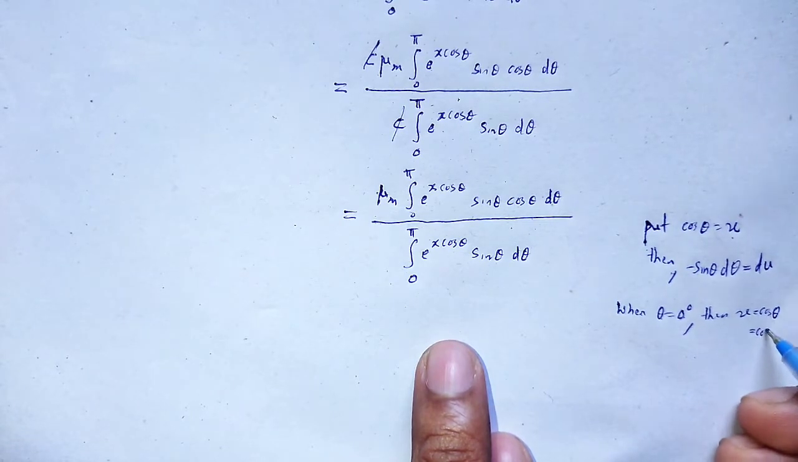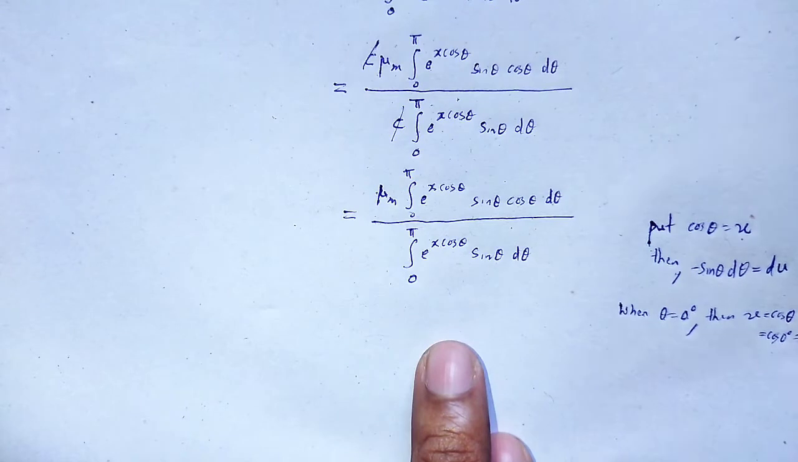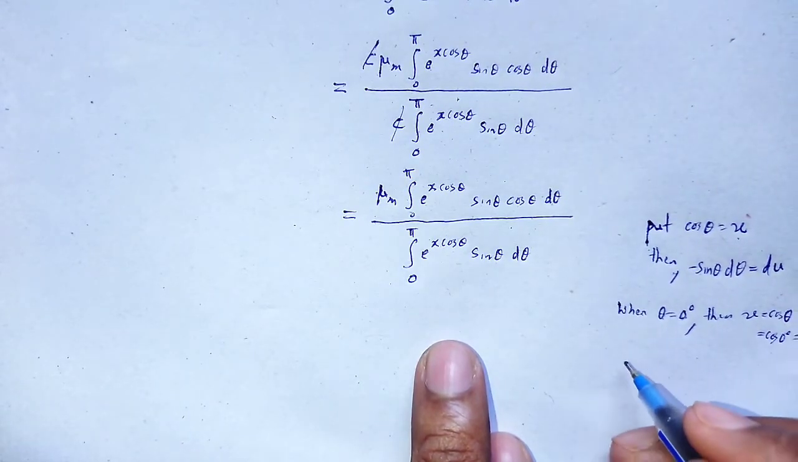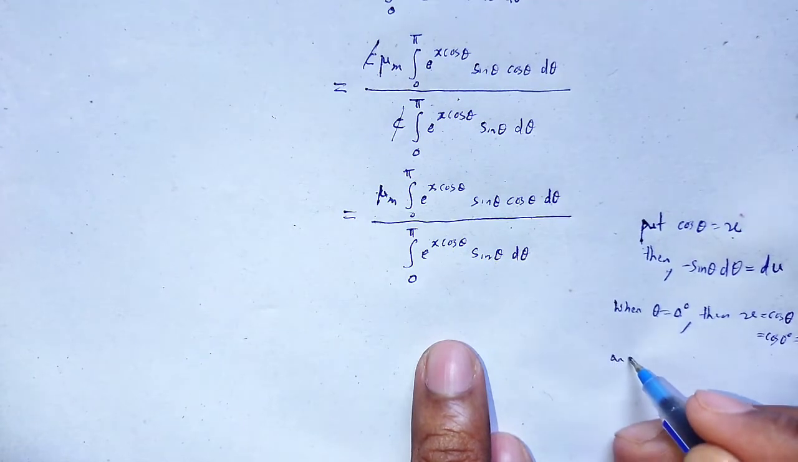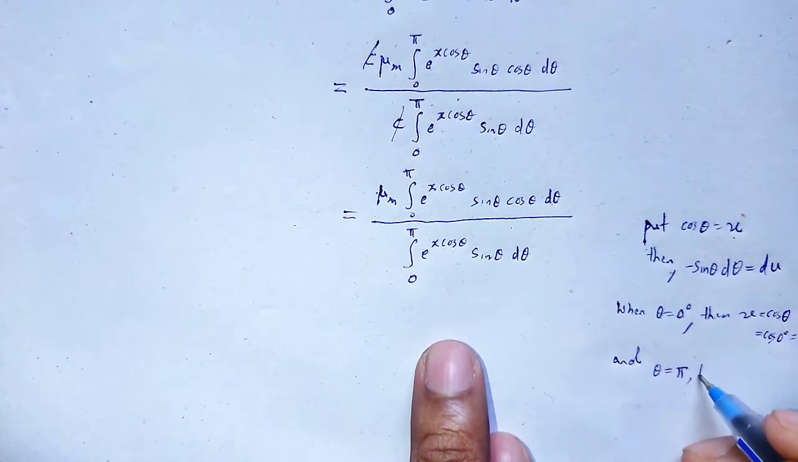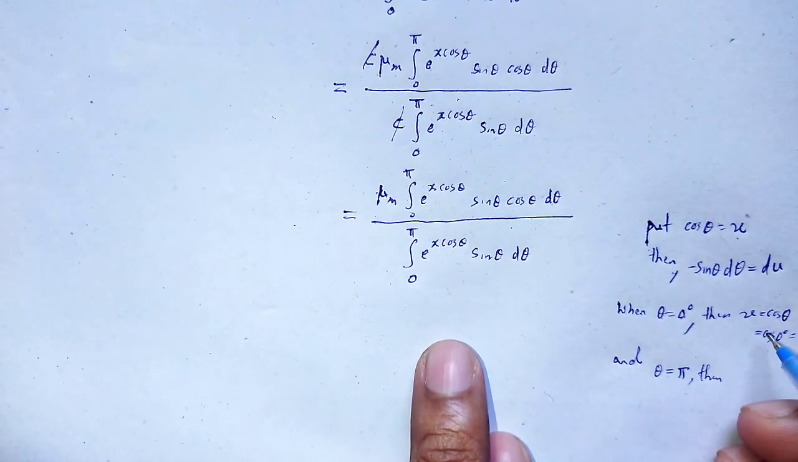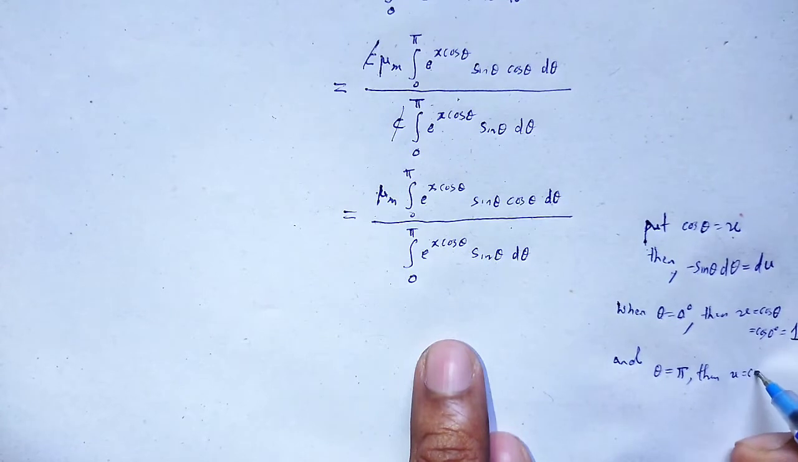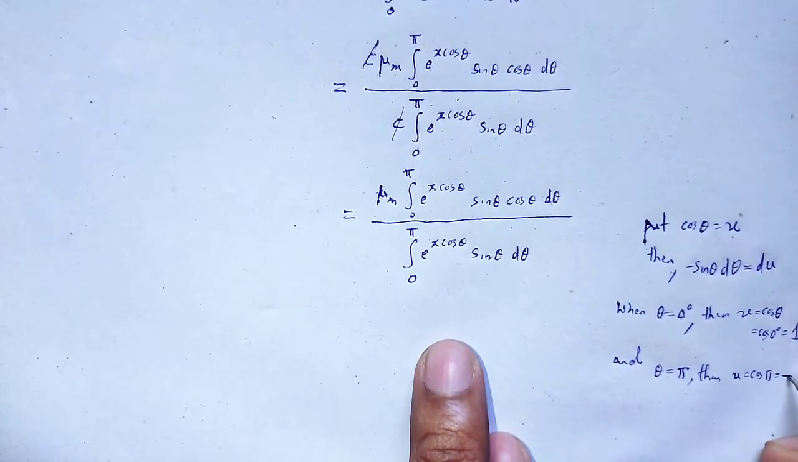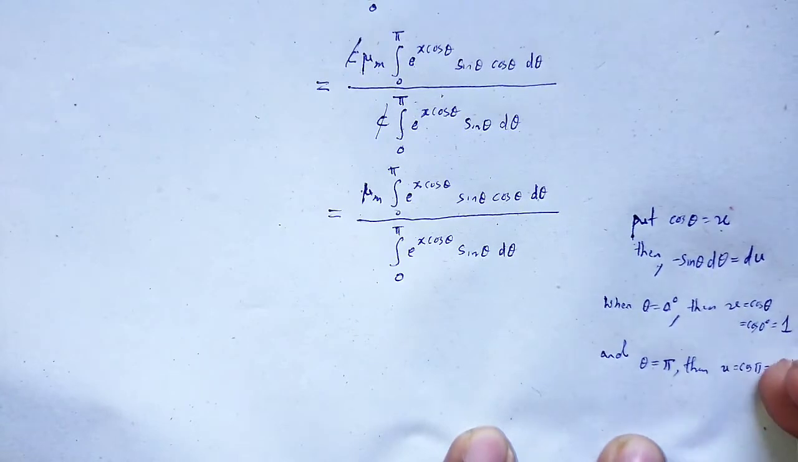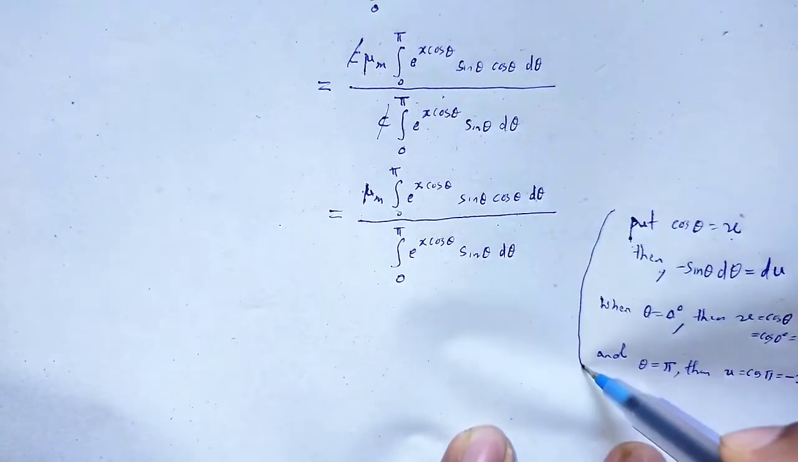So when theta is 0, that value will be 1. And when theta is equal to pi, then cos pi is minus 1, so u is equal to cos pi, which is minus 1. So the limit changes from 1 to minus 1.